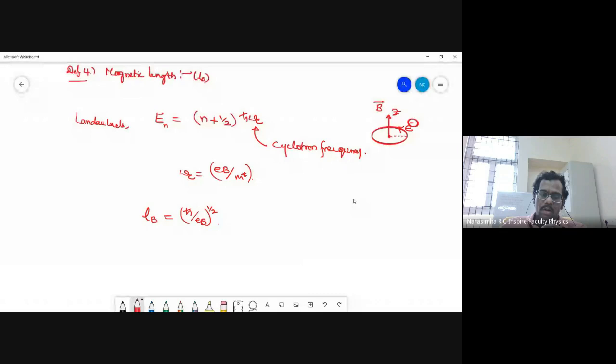By looking at this expression, you can understand that the radius of the cyclotron orbit can be tuned with the magnetic field strength B, because this is 1 over B, right? So this is one of the important kinetic length scales. I don't know how many of you know how to calculate this expression. Let me do it here.